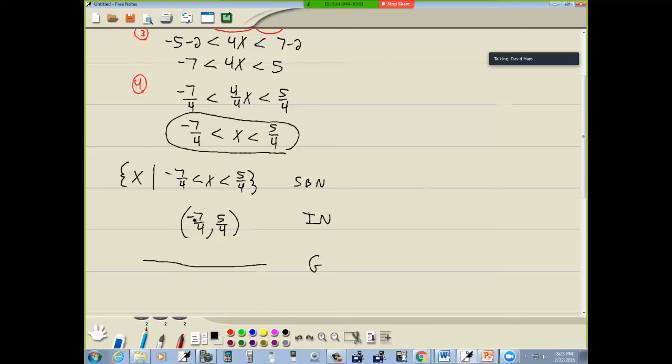And then our graph, again, very straightforward if you have interval notation. Parentheses on -7/4, parentheses on the 5/4, and you shade whichever way they're opening. They're both opening inwards, so I shade inside. And that would be our graph. And that's how you solve a three-sided compound inequality.